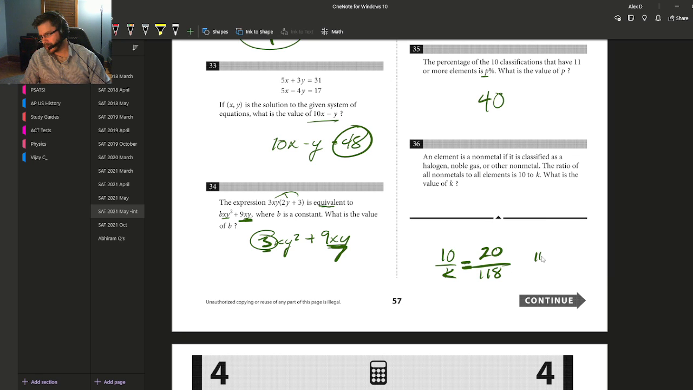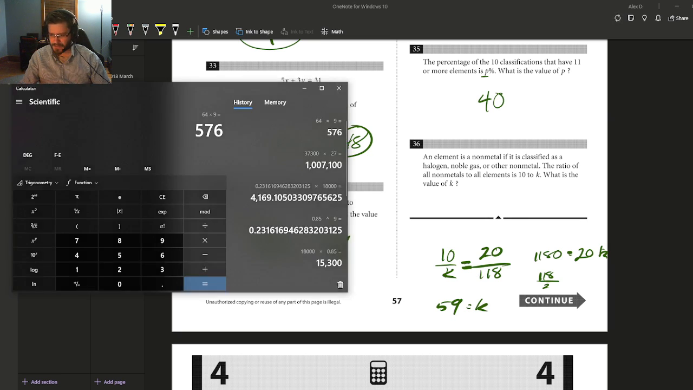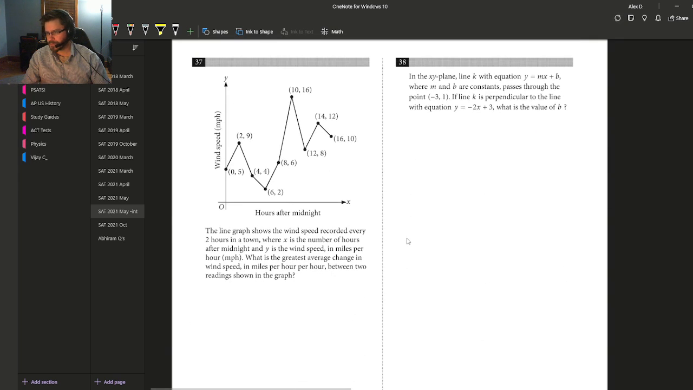So 1,180 equals 20k. Divide: 118 divided by 2 is 59 equals k. It is the calculator part. Let's verify that. 180 divided by 20. Yeah. 2 more, then we're done. Calculator part in 30 minutes or less.